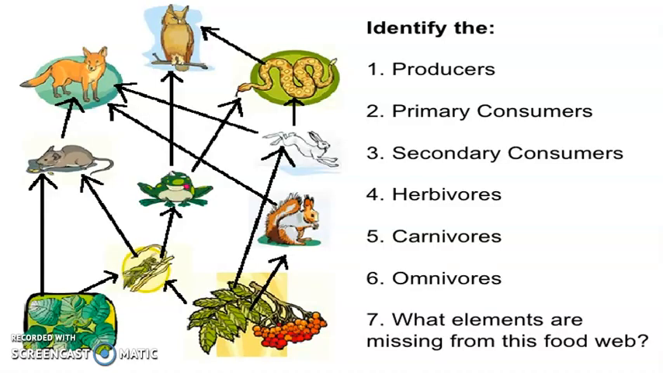Now, this is a little more complex. This is a food web. I know it's a food web because it's more interconnected, like a spider web. This is really how energy is passed in an ecosystem. It kind of goes all over the place. So take a minute, pause if you need to, and see if you can identify the things that are numbered on the right.